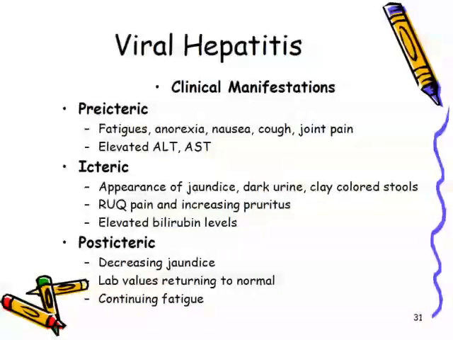When they're in the icteric or jaundice state, these patients will have that dark urine, clay-colored stools due to the bilirubin, and will have right upper quadrant pain and increased itching due to the jaundice. And then the labs will pick up, of course, on those elevated bilirubin levels. And in the post-icteric state, the patient will have the jaundice starting to decrease, the lab values starting to come back to a normal range, but that patient will have fatigue for quite some time.